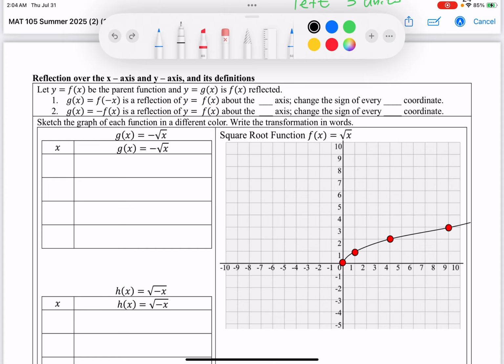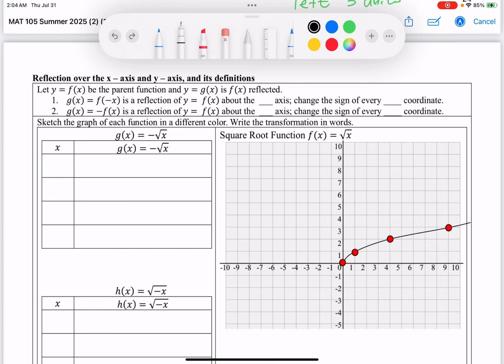And it says let y equal g of x is f of x reflected. So we know function g is function f being reflected. But how is it being reflected? There are two ways it can be reflected. Now notice, when we have a reflection, there's some sort of negative sign involved. So for the first one, it says g of x equals f of negative x is a reflection of y equals f of x about the blank axis.